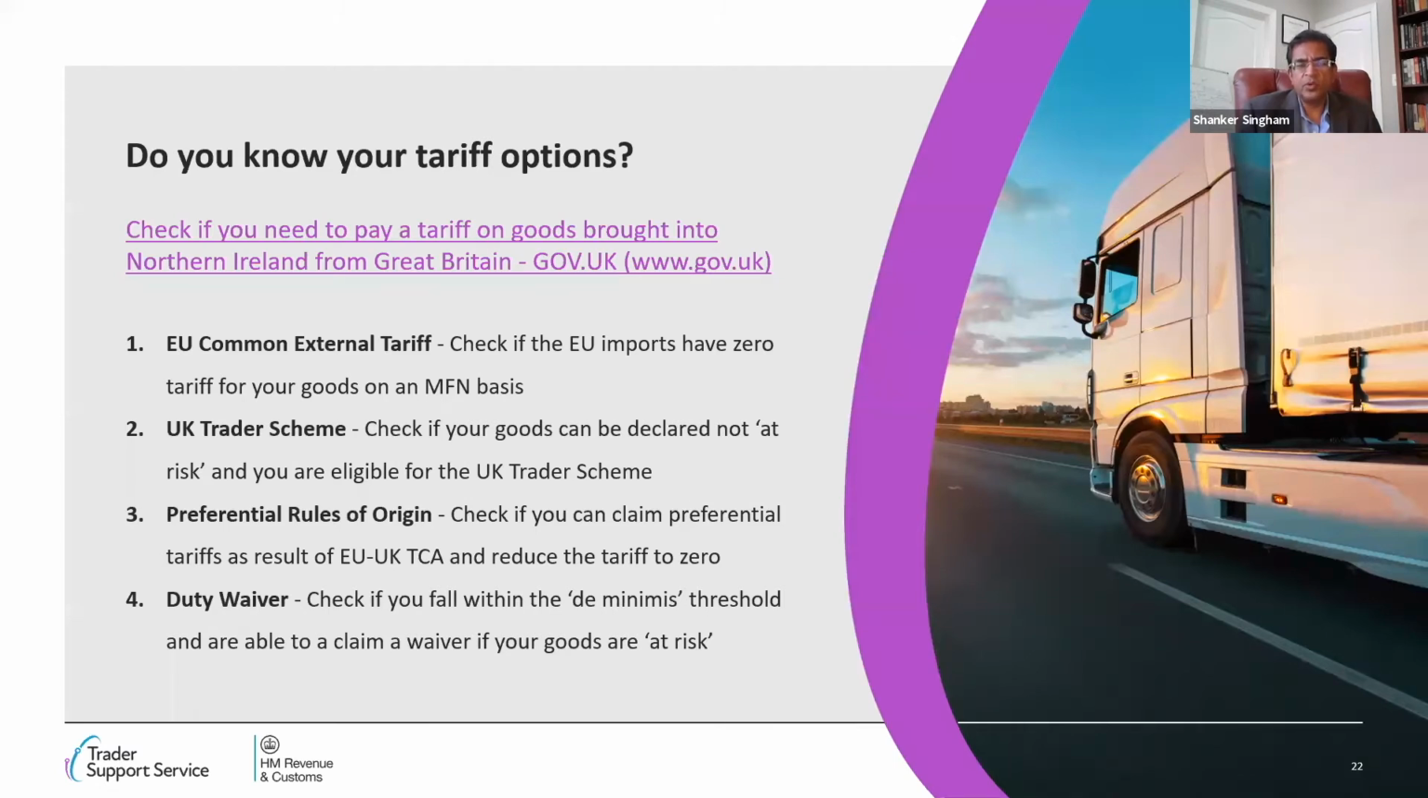Now, for very small traders, we typically would say you may want to go straight to this, because rather than having to go through the elaborate analysis of the trade agreement or sign up to the UK trader scheme, if I'm trading very, very small amounts between GB and Northern Ireland, I may well fall within the de minimis threshold, in which case you're better off using this and signing up to the waiver. So if we go to the next slide.